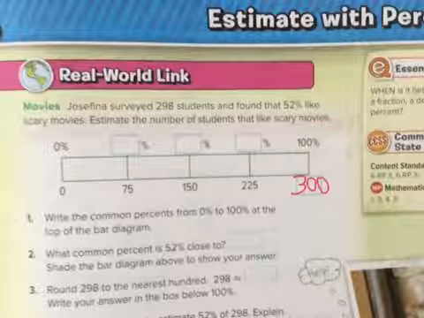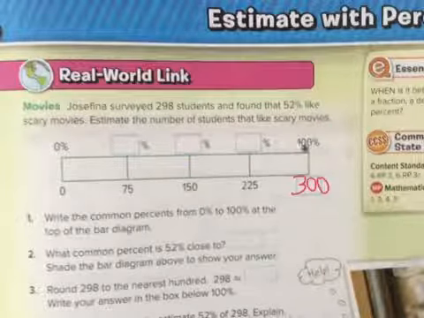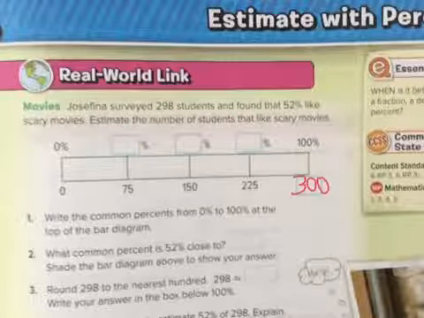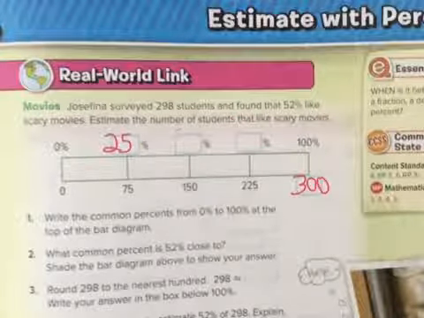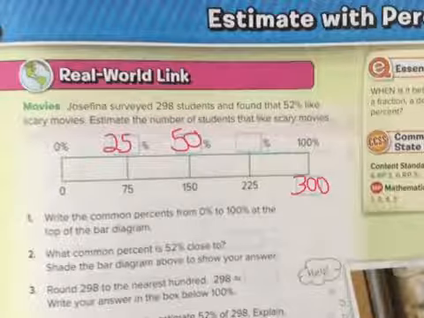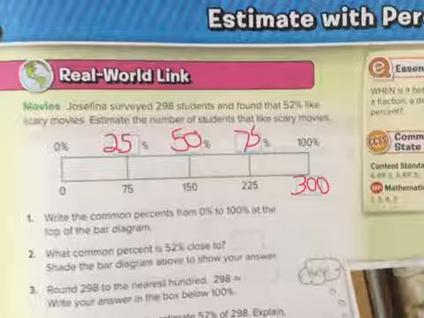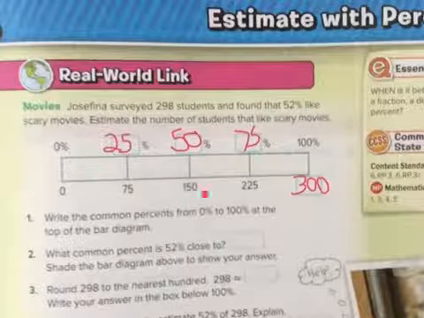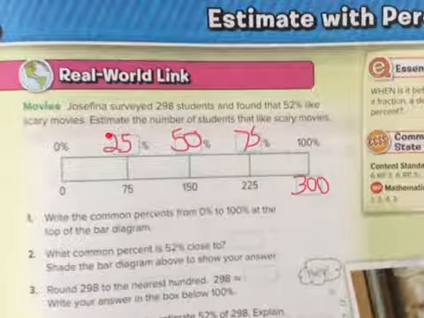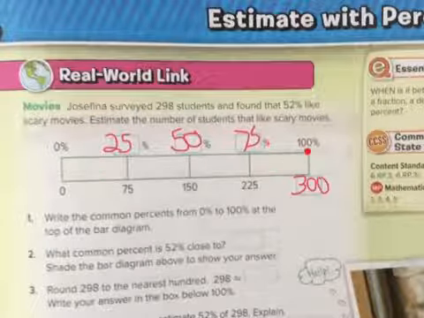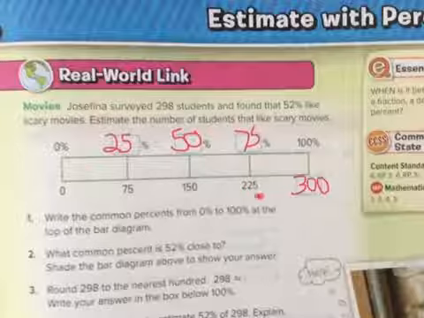Now, we see that 100 has been broken up into four parts. When we divide 100 into fours, we have 100, and what do we have here? Well, some of you already know that we have 25, 50, 75, right? So 50% of 300 is 150. 25% of 300 is 75. 75% of 300 is 225.